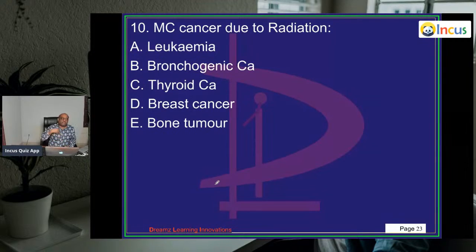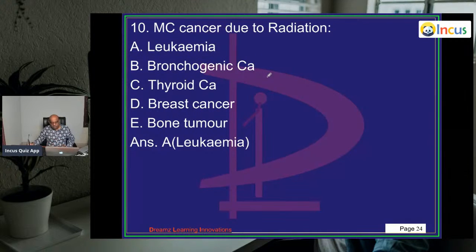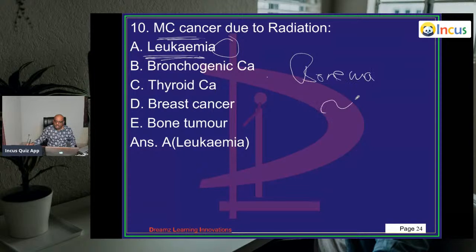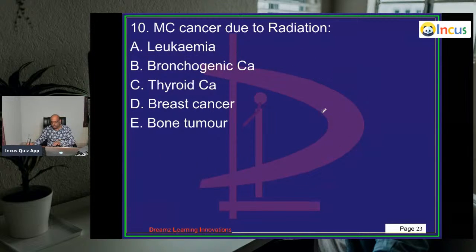Now, what is the most common cancer that you get because of the radiation? You need to remember, it is leukemia, the most common cancer because of radiation, because bone marrow is highly vulnerable, as all of you know very well.